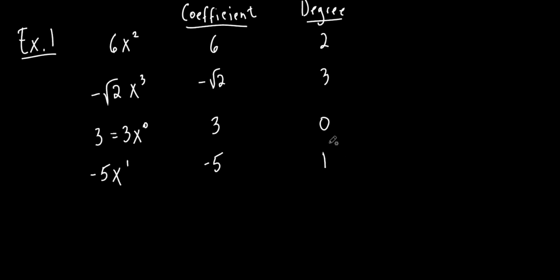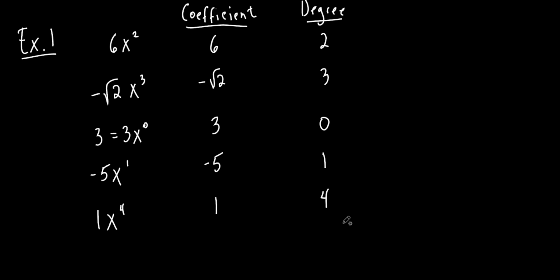Good. And one more. What if you just had x to the 4th? Now again, it's got 2 of the 3 things. What is it missing? The coefficient. What would the coefficient be if there's no number out in front of it? It's just a 1. It just means you have one of those things. Okay? Everybody with me? So, what's the coefficient? It's 1. What's the degree? 4. Easy.